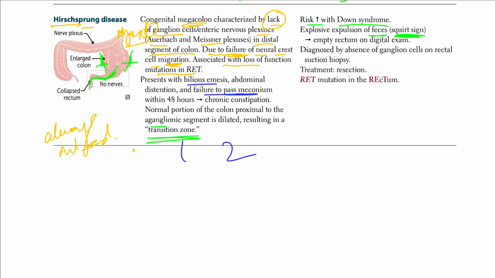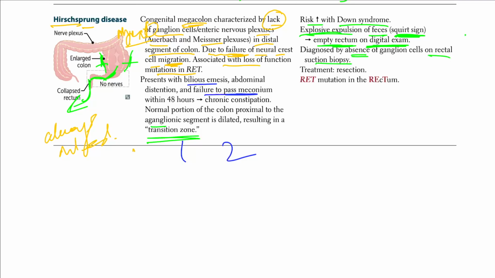When do you see the squirt sign? When you manually try to empty the rectum on digital rectal exam or digital exam. So as soon as you hit the rectum, I mean the feces are there, it's just gonna squirt. The whole thing is just gonna expel explosively. It is diagnosed by absence of ganglion cells on the rectal suction biopsy.